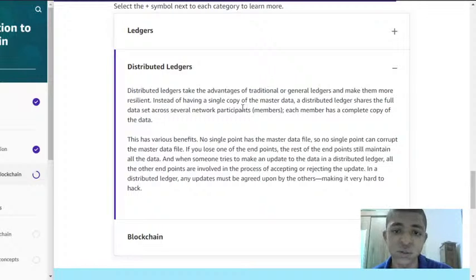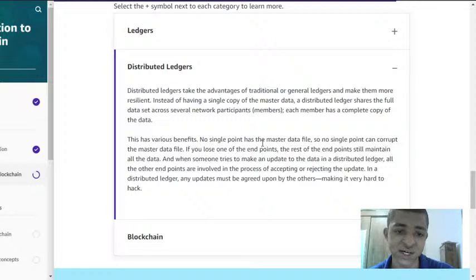Instead of having a single copy of the master data, a distributed ledger shares the full data set across several network participant members. Each member has a complete copy of the data. This has various benefits. No single point has the master data file, so no single point can corrupt the master data file. If you lose one of the endpoints, the rest of the endpoints will still maintain all the data.